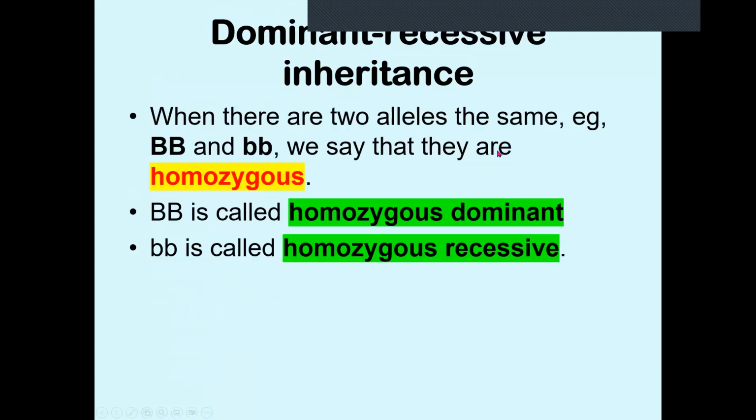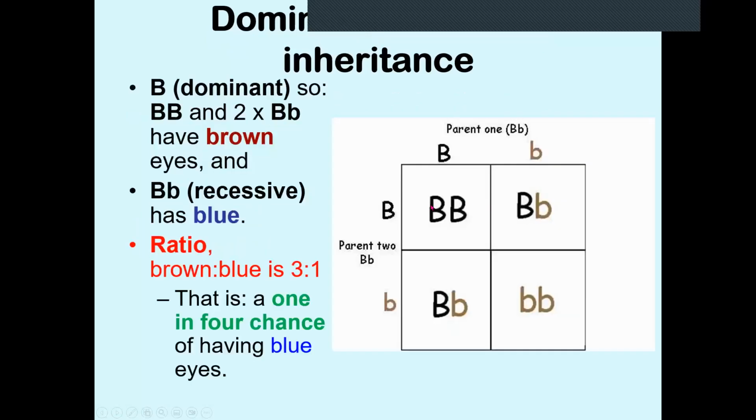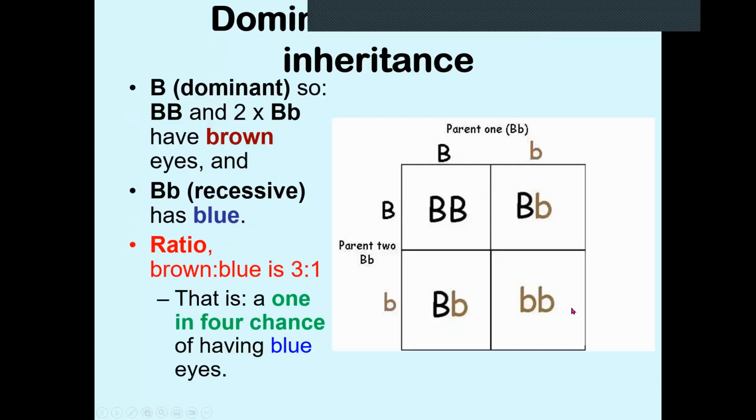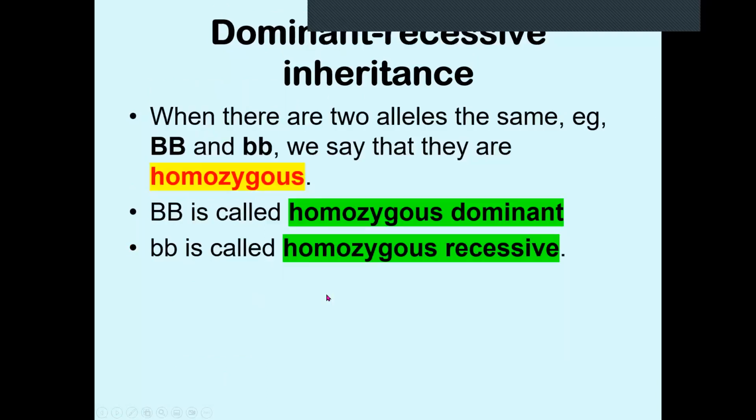Now, the dominant recessive inheritance is if the two alleles are the same. This is still the same process. We say it's homozygous. Homo means the same. Two big B's, two little b's. So big B is called homozygous dominant. The little b is homozygous recessive. Both the same.